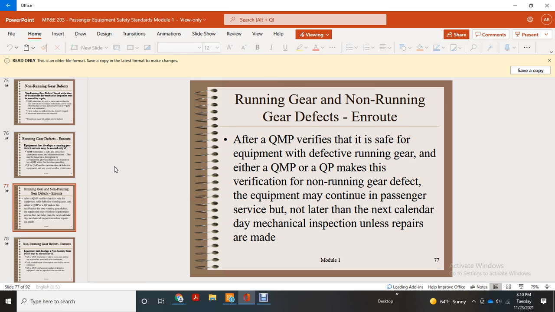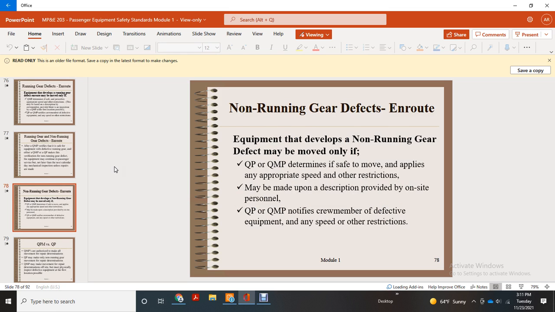Running gear and non-running gear defects. After a qualified maintenance person verifies the safety of the equipment with a running gear defect, either the qualified maintenance person or a qualified person may do the verification for a non-running gear defect. The equipment may continue in passenger service but no later than the next calendar day mechanical inspection unless repairs are made. Non-running gear defects en route.